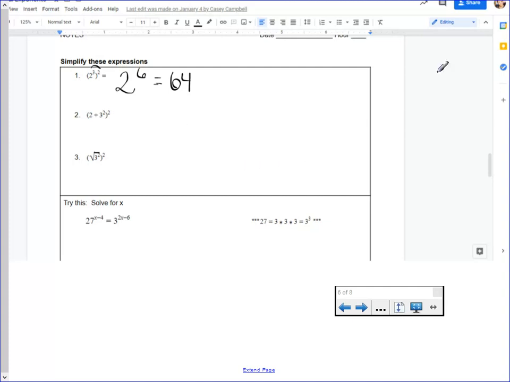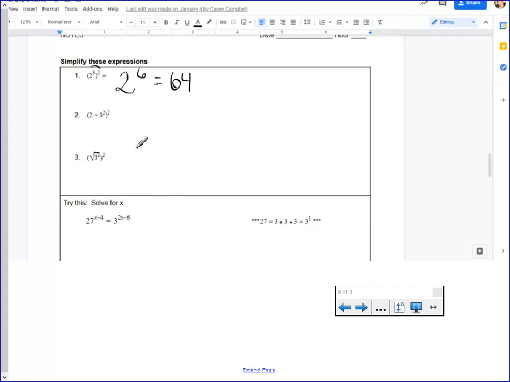Number 2, I wish I could make this bigger. Oh, didn't even see it. There you go. I still wish I could make it bigger, but that's okay.